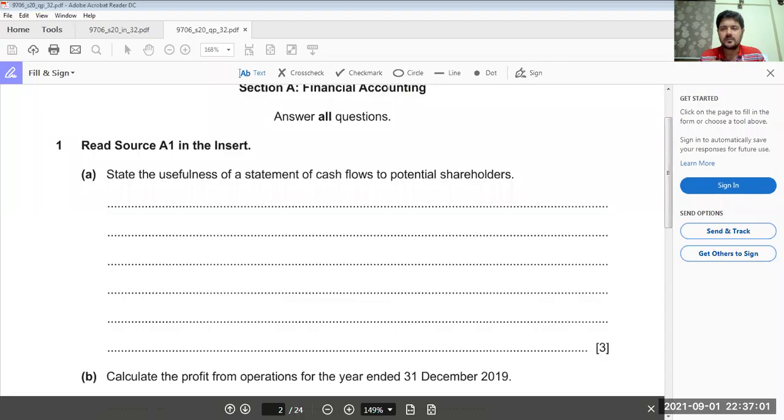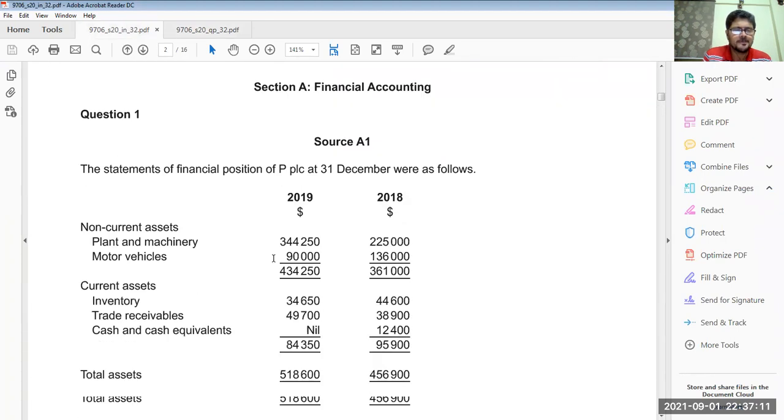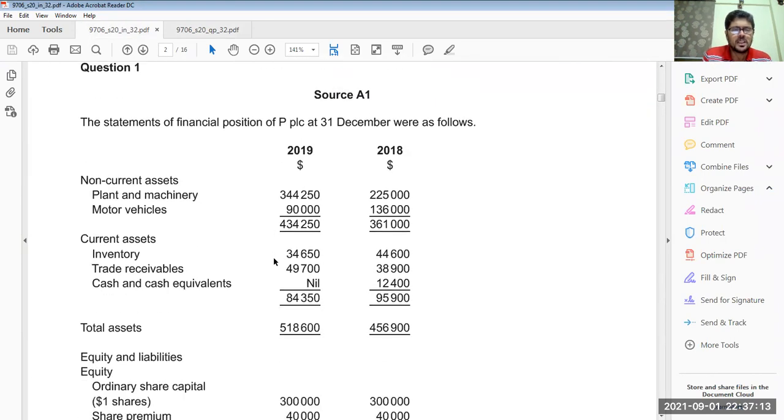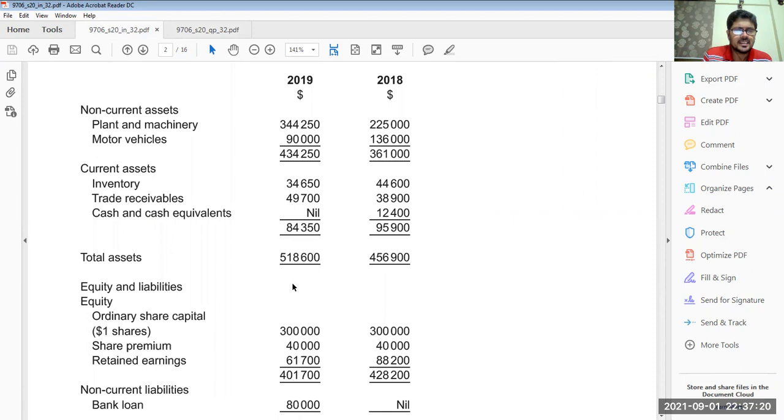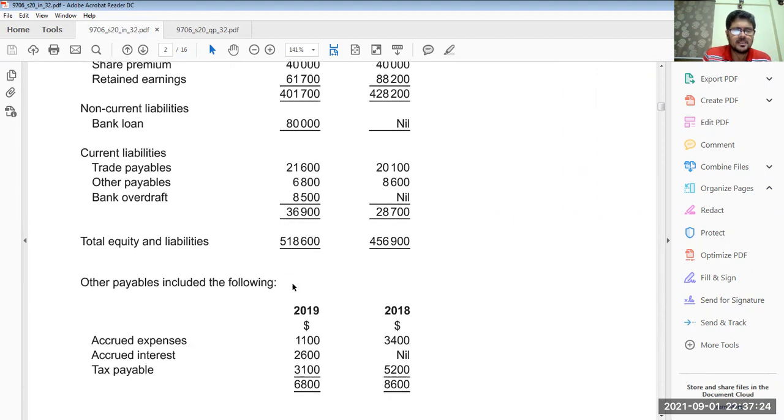Let's see your paper today. Now see, class. First we'll see the insert of the question, May June 2020, paper 32, a 3 hour paper. The statement of financial position of PPLC at 31st December 2018 and 2019. Assets: non-current assets, current assets; equity, non-current liabilities, current liabilities; total equity and liabilities.